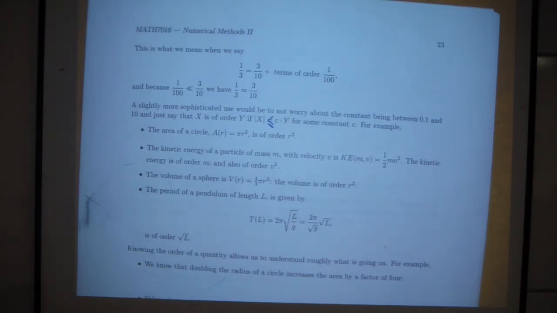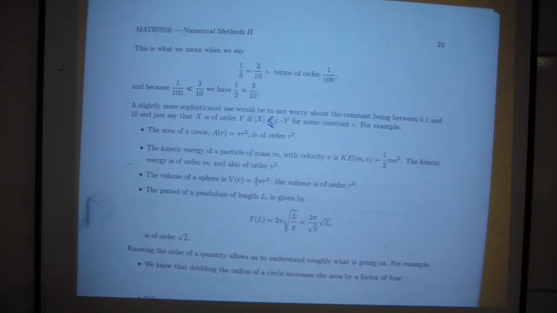So I've got some more statements like this. The kinetic energy of a particle of mass m with velocity v is a half m v squared. The kinetic energy is of order m, it's a multiple of m, and it's also of order v squared, a multiple of v squared. The volume of the sphere is of order r cubed, and the period of a pendulum is, for example, of the order of the square root of L. What these statements are also are scaling laws.